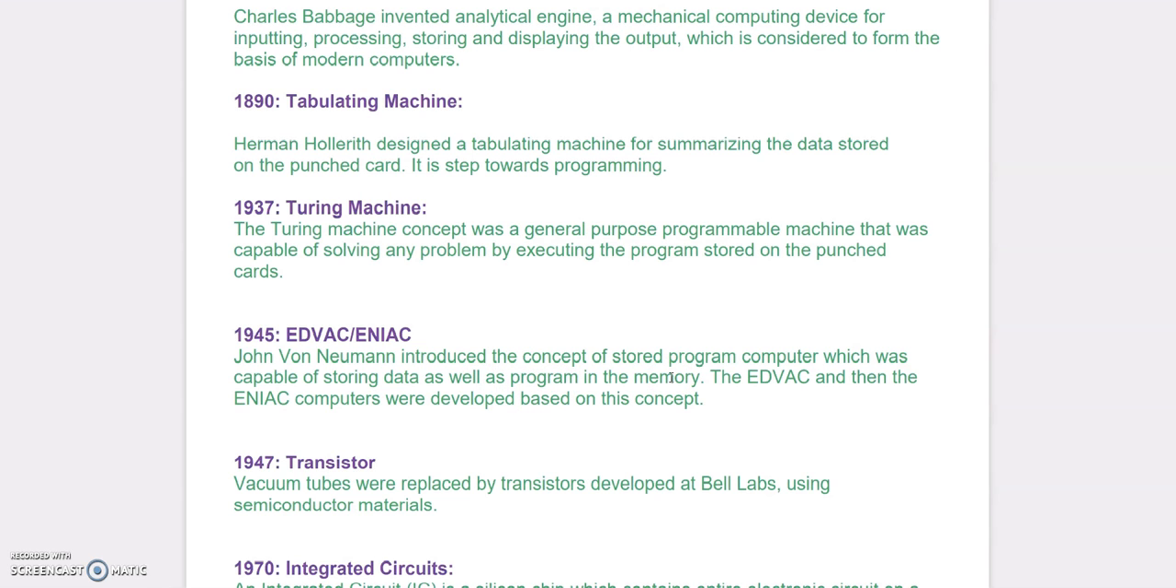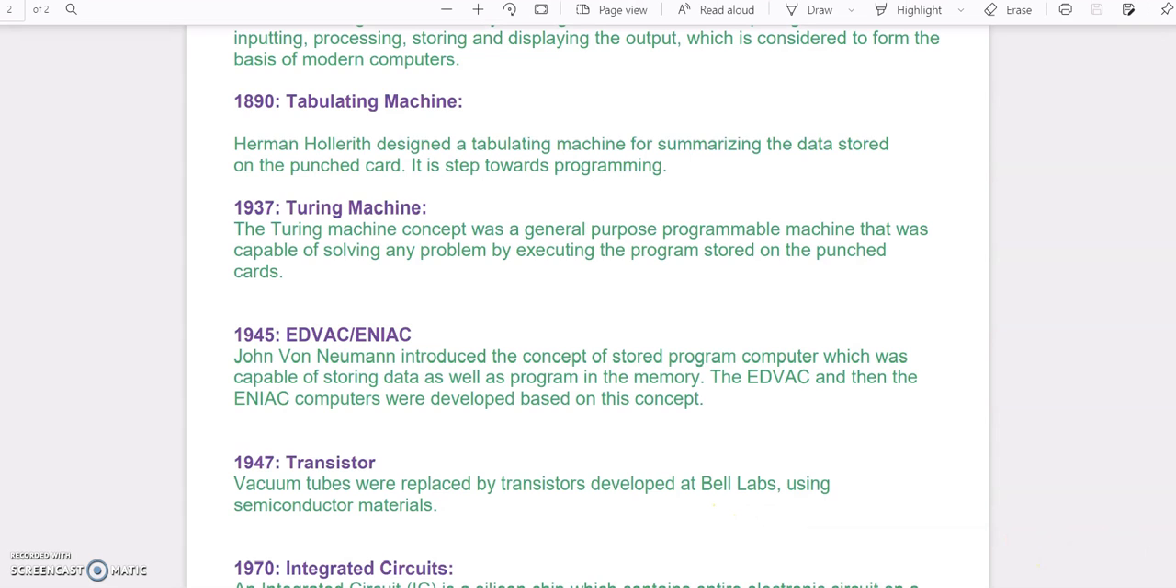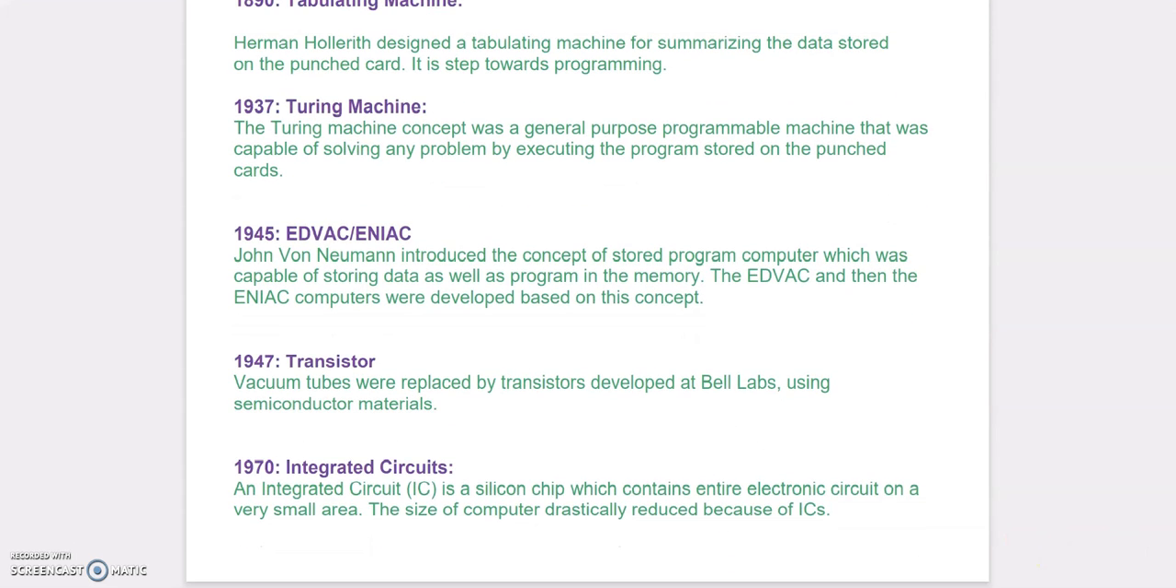Okay, so you see, with technology, with development, with time, gradually we started with a simple abacus, then a calculator, then an analytical engine, then a tabulating machine, a Turing machine, and we were trying to store data. Now in 1945, even the program was stored in the memory. In 1947, vacuum tubes were replaced by transistors developed at Bell Labs using semiconductor materials.